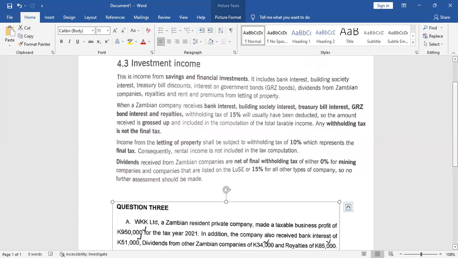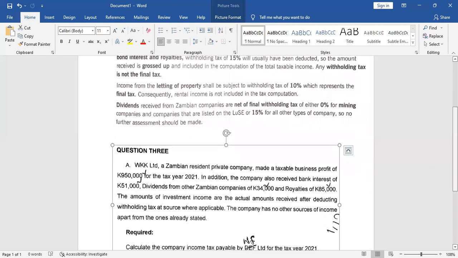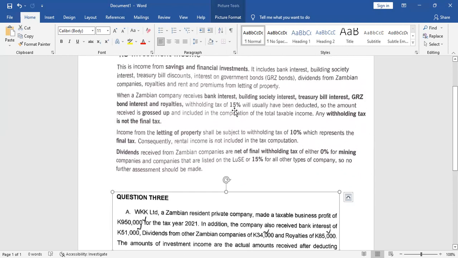Dividends. Dividends received from Zambian companies are net of final withholding tax, either 5% for mining companies and companies that are listed on the Lusaka Stock Exchange, or 15% for all other types of companies. So for this one, there is no further assessment that should be made for tax purposes. So the only ones which qualify for tax purposes are basically interest from the bank or government, and also royalties. The letting of property, which could be rent, is not, and dividends do not.